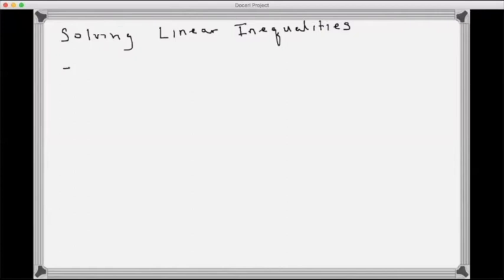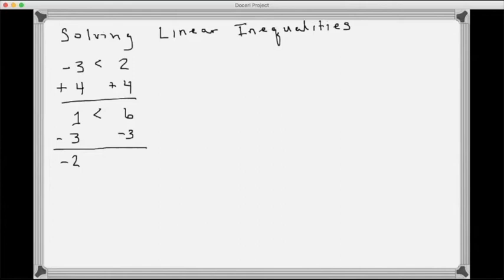So let's take -3 is less than 2. So right now, this is a true statement. We can add to it. Let's go ahead and add 4. That's going to give us +1 is less than 6, and that's still true. We can subtract from it. Let's go ahead and subtract 3. And that's going to give us -2 is less than 3, and that's still a true statement as well.